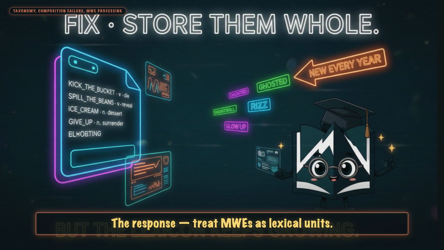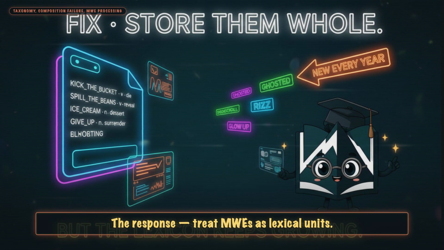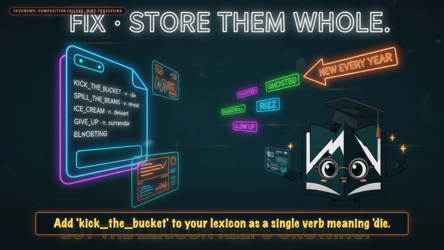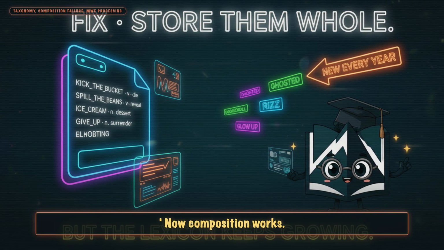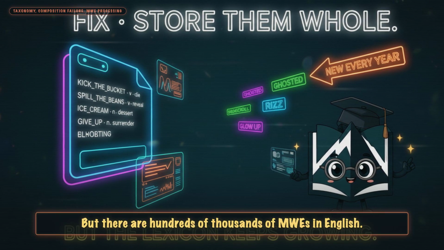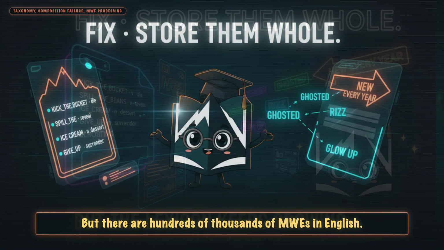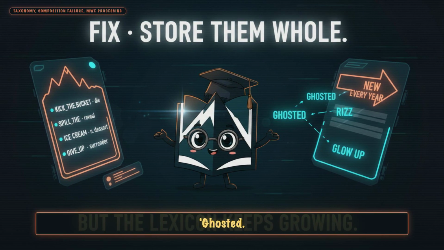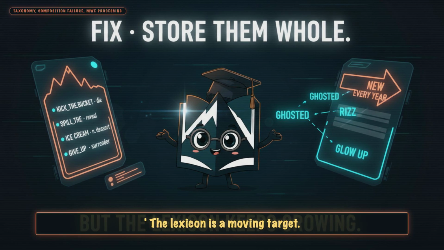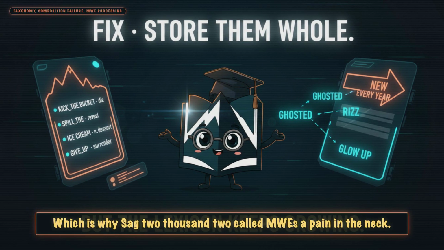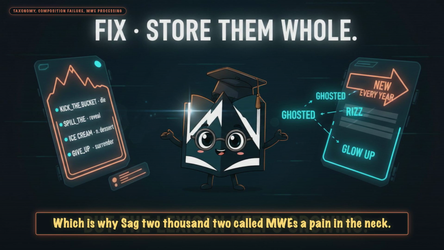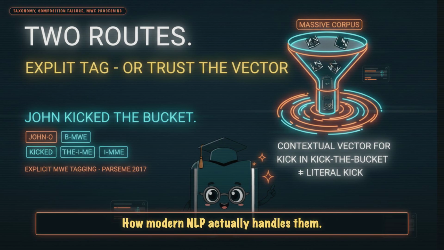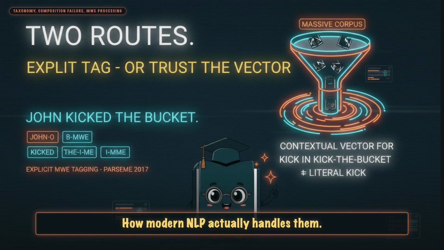The response: treat MWEs as lexical units. Add kick the bucket to your lexicon as a single verb meaning die. Now composition works. But there are hundreds of thousands of MWEs in English, and more get coined every year. Ghosted, doomscrolling, cancelled. The lexicon is a moving target, which is why Sag in 2002 called MWEs a pain in the neck.